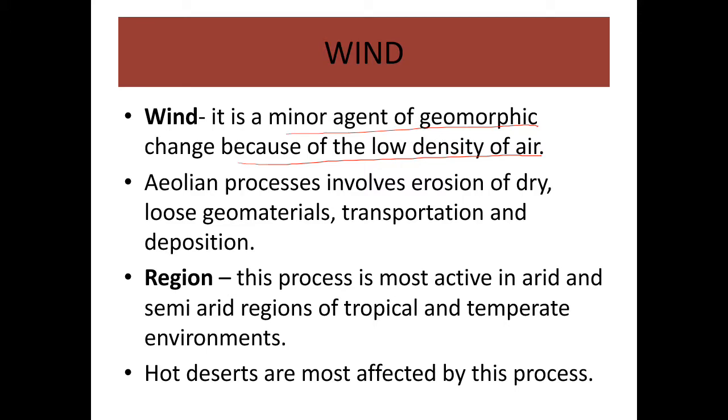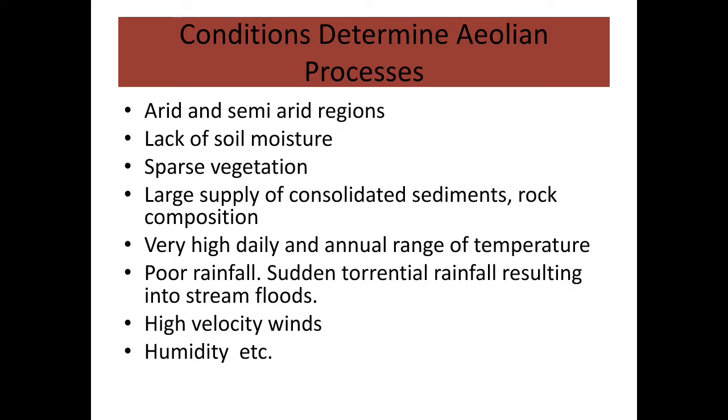Though it is a minor agent of geomorphic change, it forms many landforms. An Aeolian process involves erosion of dry, loose geomaterials, and transportation and deposition of these materials. This process is most active in arid and semi-arid regions, because here the region is dry, so the geomaterials can be easily eroded and transported by the wind. Tropical and temperate environments and hot deserts are most affected by this process.